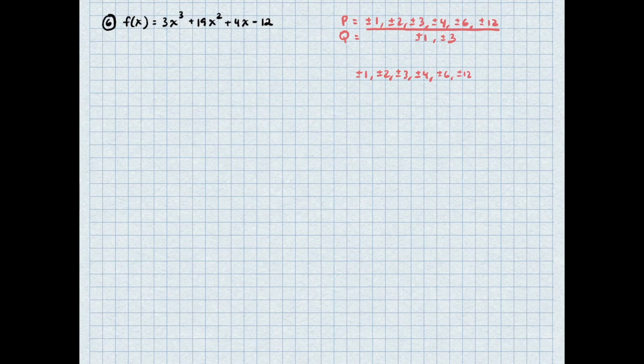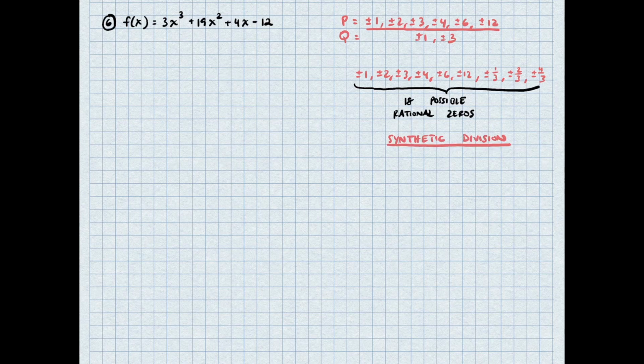Now for all the factors of p over 3. 1 over 3 is just going to be 1/3, 2 over 3 is going to be 2/3, 3 over 3 is going to be 1, which we already have on our list, 4 over 3 is going to be 4/3, 6 over 3 is just 2, which we already have on our list, and 12 over 3 is just 4, which we already have on our list. We have 18 possible rational zeros.